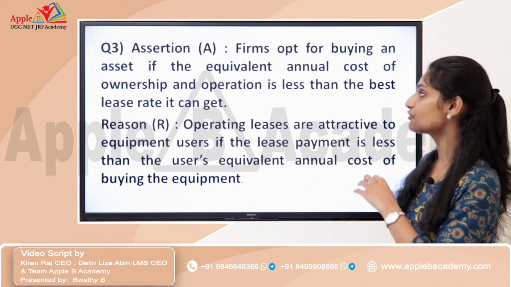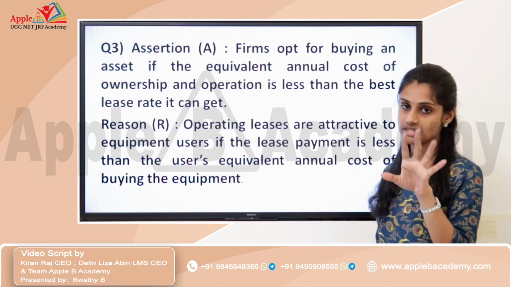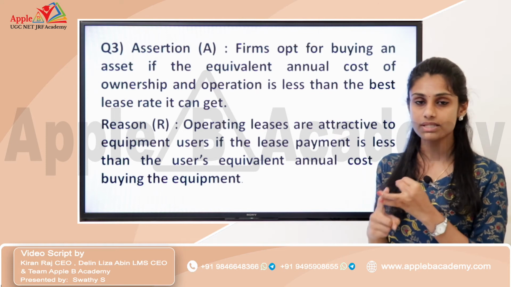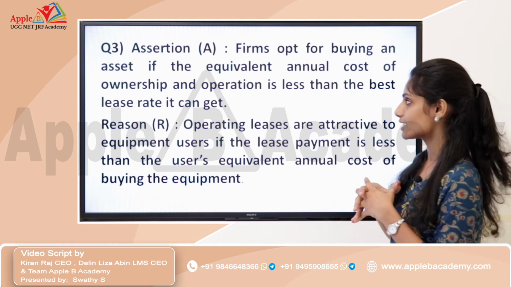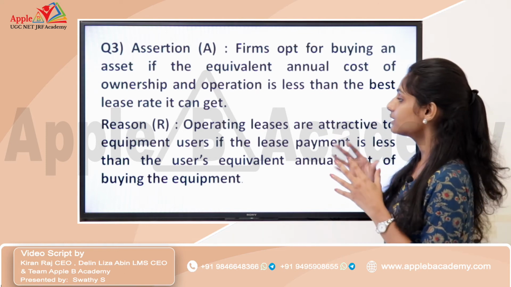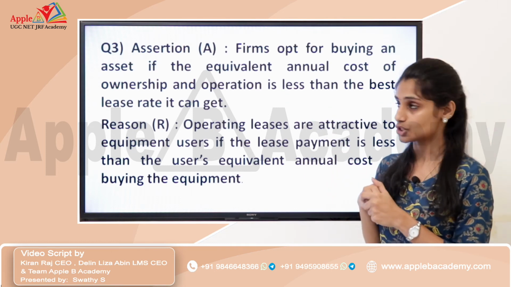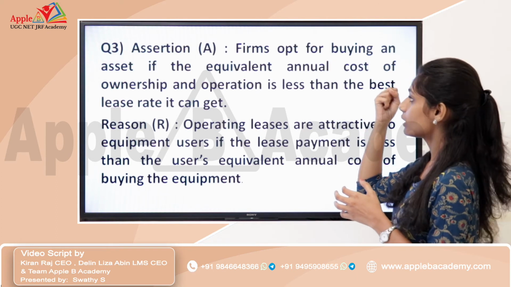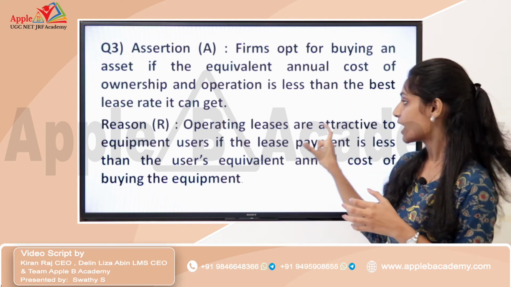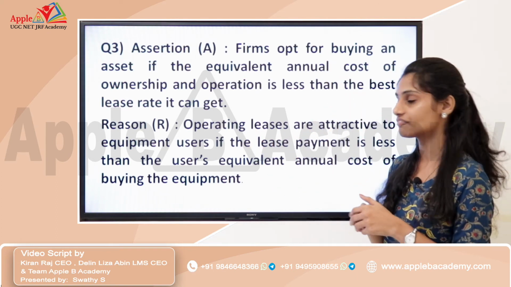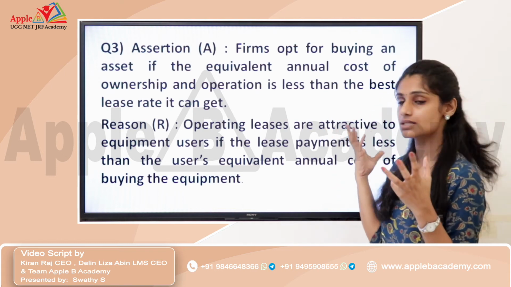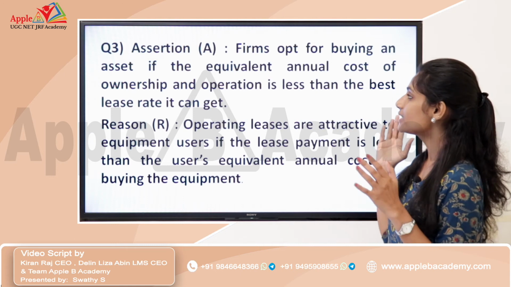For every assertion and reason question, the first thing you have to check is whether the assertion is correct, then check whether the reason is correct. Another important thing is that you have to find whether the reason is supporting the assertion. The assertion is about buying a particular asset from the part of the firm, and this is about an equipment user. Both have some connection as both are about leasing, but it is not connected.